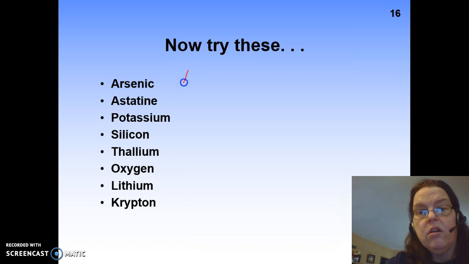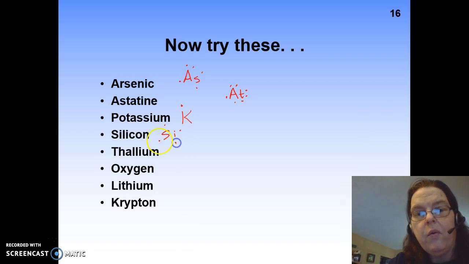Arsenic's dot structure is going to be As, and it's going to have 5 dots because it has 5 valence electrons. Astatine is going to be At, and it's going to have 7 dots. Potassium, pretty easy, K, and it has 1. Silicon has 4 dots. Thallium, Tl, is going to have 3 dots.